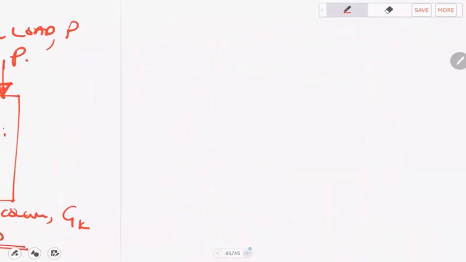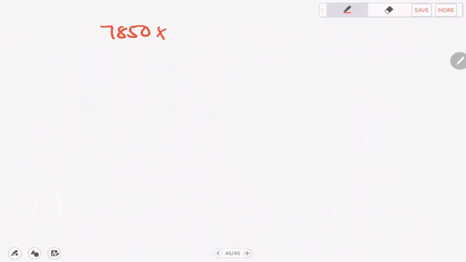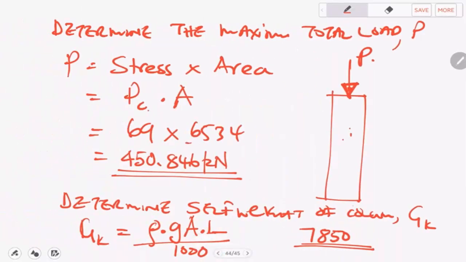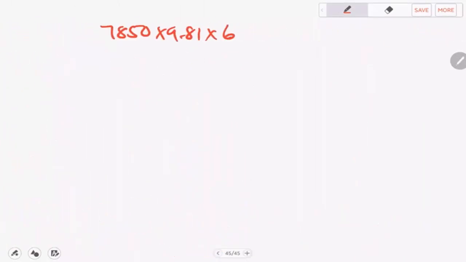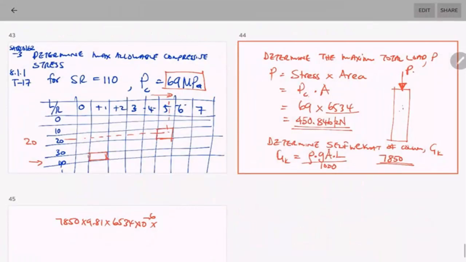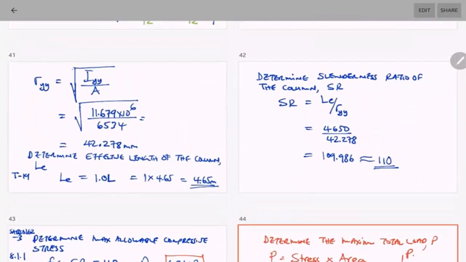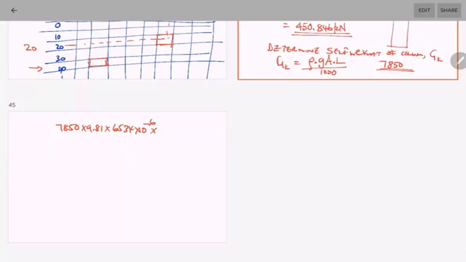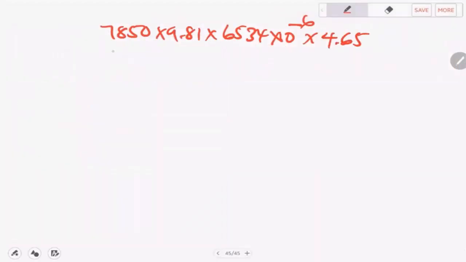So this is going to be 7850 times 9.81 multiplied by the area. What did we get as the area of steel? The area is 6534 times 10 to the power minus 6, because I'm converting it to square meters. Then multiply by the length. What is the length of our column? It is a total of 4.65 meters. Then we divide everything by 1,000. And this is the value of GK.